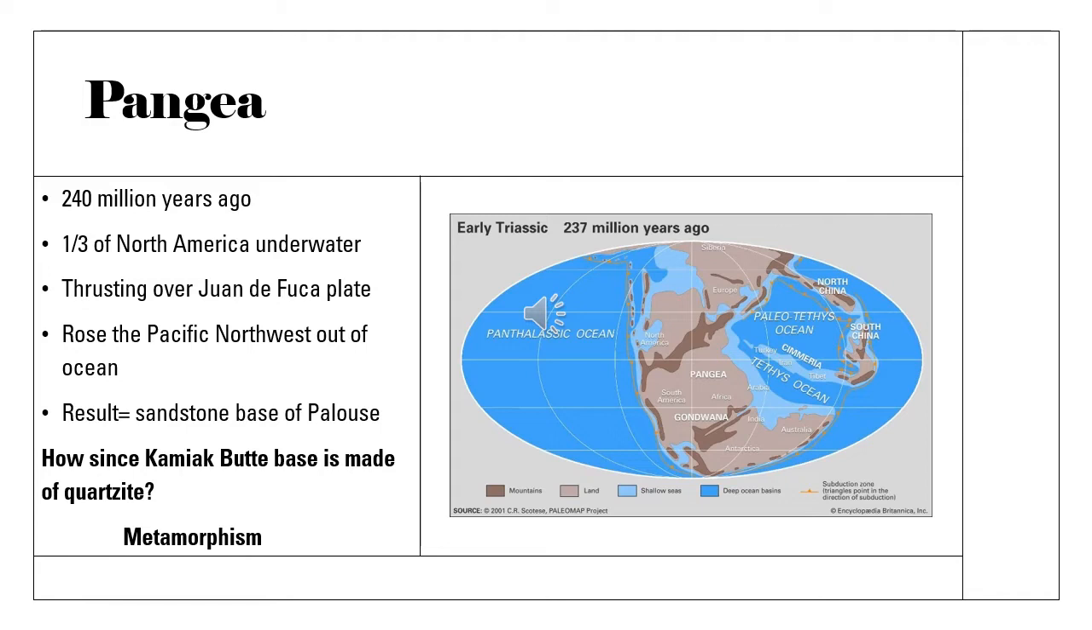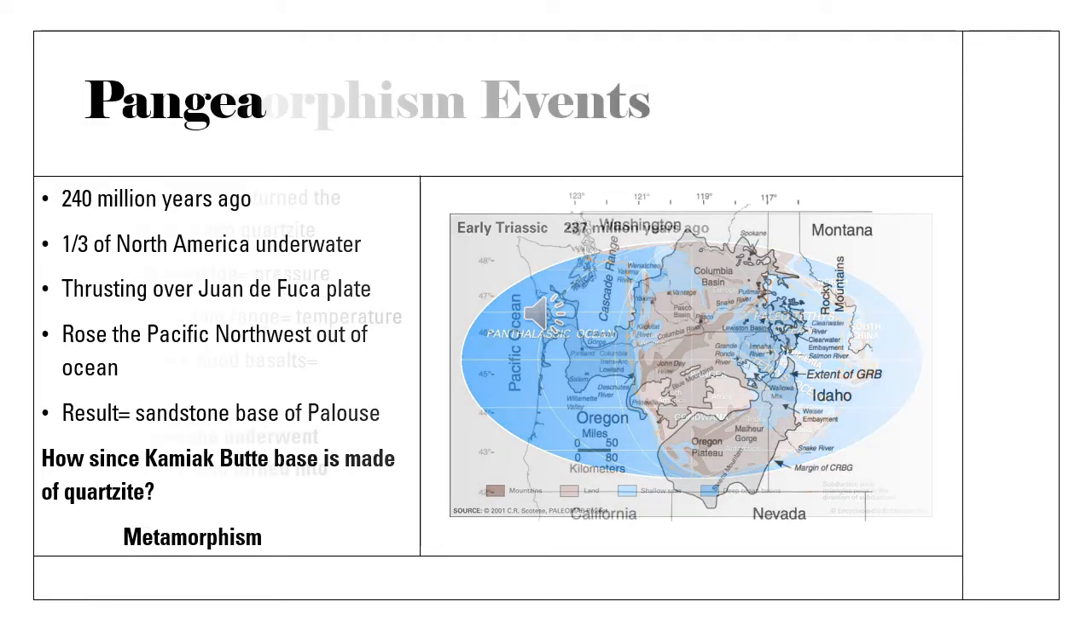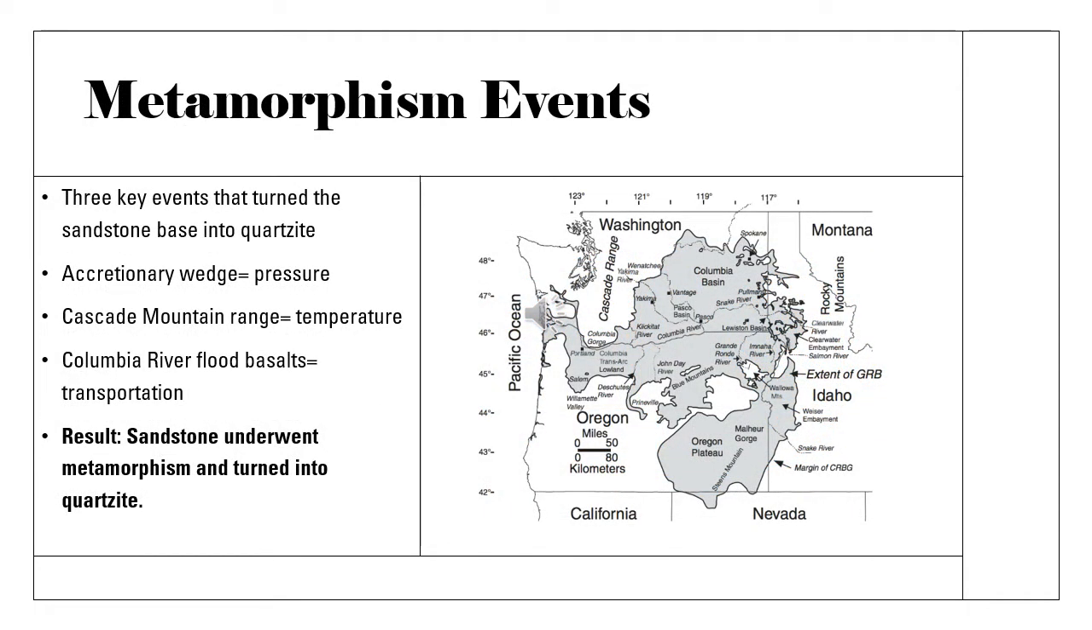This event is significant because it's responsible for the Palouse's sandstone base. However, we know that modern-day Kamiak Butte isn't made of sandstone, but quartzite. So intense compression and high temperatures had to occur for metamorphism to take place. There are three key metamorphism events that eventually turned the sandstone base into quartzite.